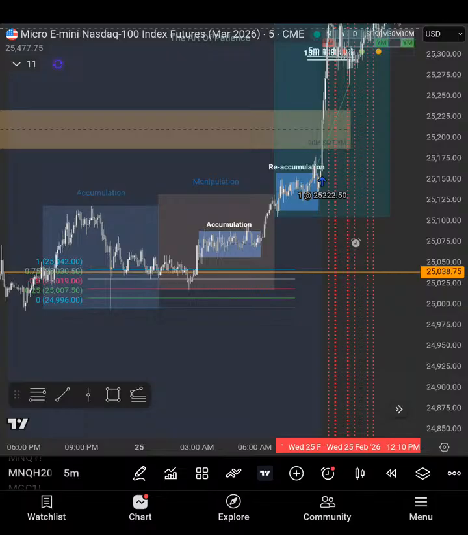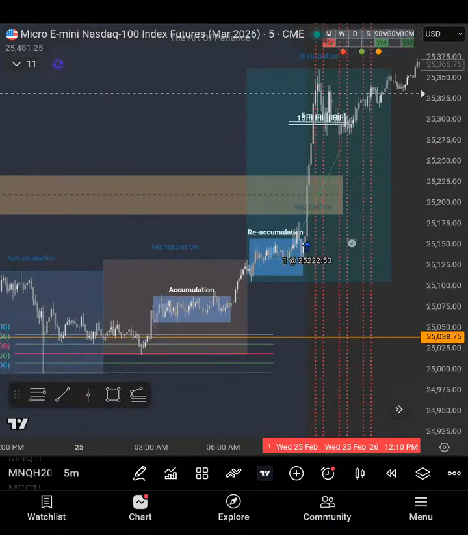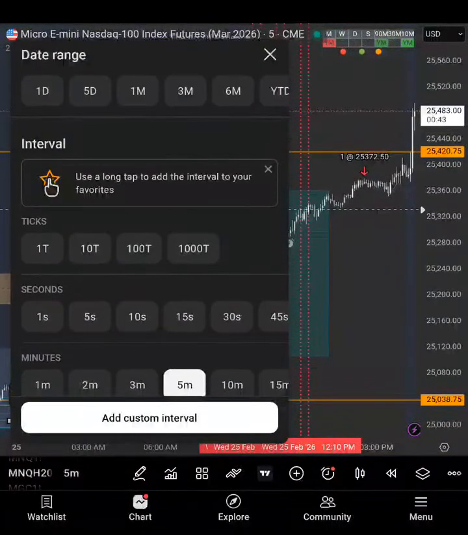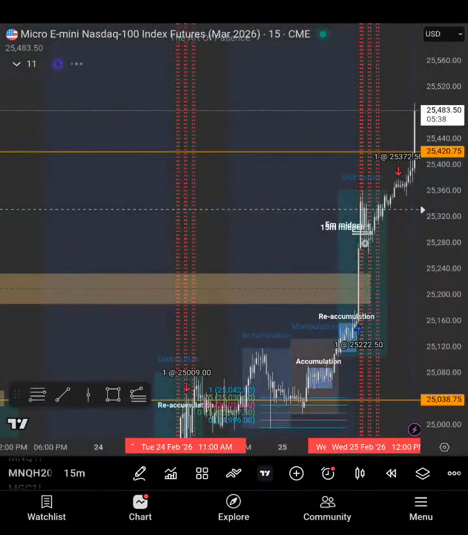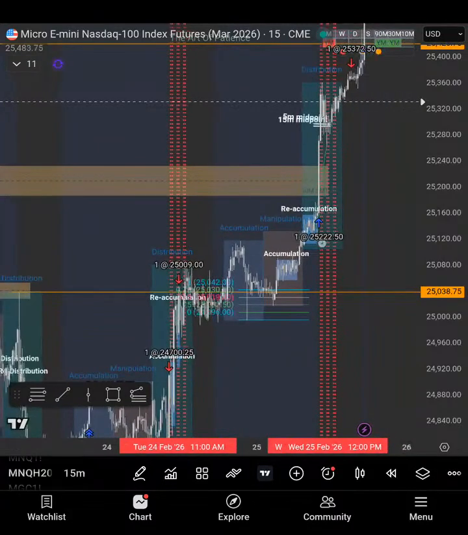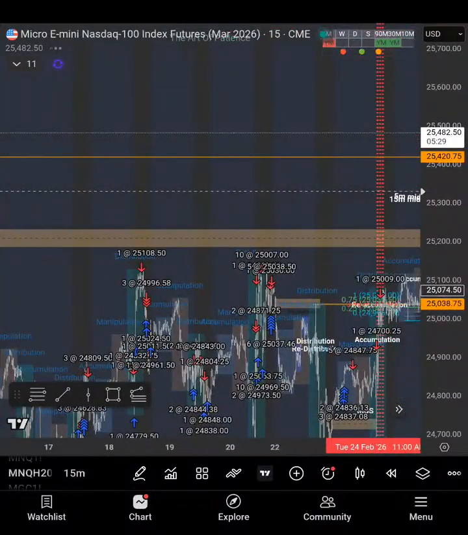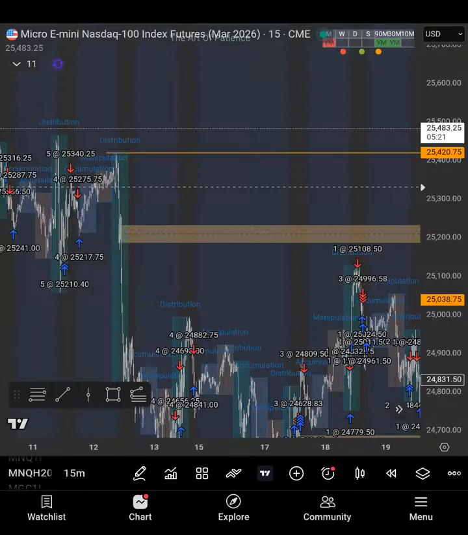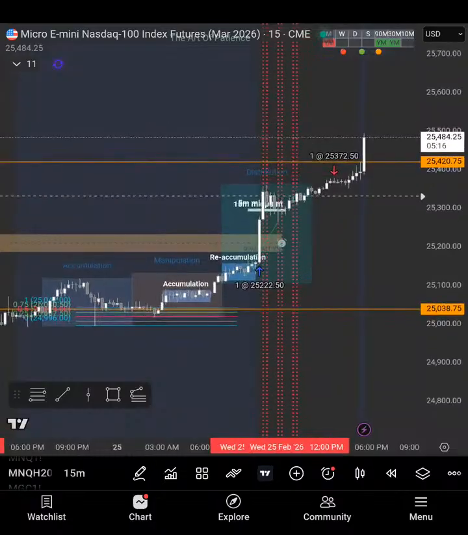We entered the reaccumulation phase, which was a signal for a breakout to the upside, targeting the liquidity on the 15-minute time frame. So let me go ahead and zoom into the 15-minute time frame. You can already tell that that high was the optimal target at 25,420. That is a high that was just by itself. It's an obvious target.